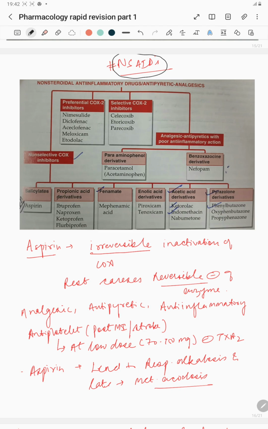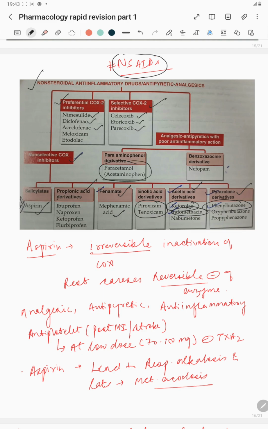Next class of drug we'll discuss is non-steroidal anti-inflammatory drugs. It includes many subtypes. The class of drugs includes non-selective COX inhibitors like aspirin, propionic acid derivatives, mefenamic acid, piroxicam, tenoxicam, acetic acid derivatives like ketorolac, indomethacin, and pyrazolone derivatives like phenylbutazone. Other class of drugs are preferential COX-2 inhibitors, which include nimesulide, diclofenac, aceclofenac, and selective COX-2 inhibitors: celecoxib, parecoxib, etoricoxib.